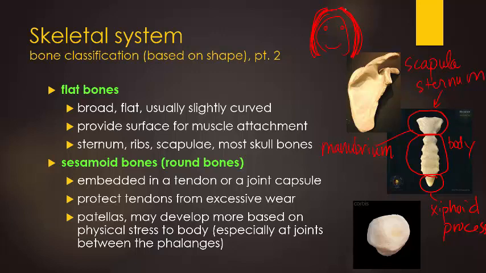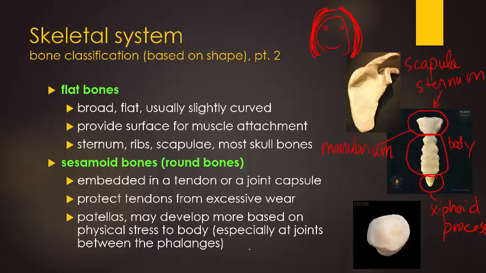A third bone shape or type are sesamoid bones. The way I remember that term is I think about them as a sesame seed. If you look at sesame seeds on a hamburger bun, they're nice and round. These are the round bones. And frequently they are embedded in the tendon or found in association with a joint capsule. And their role is to protect the tendons from excessive wear. So they form a nice smooth surface that the tendon can move against.